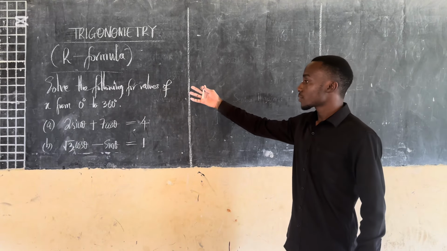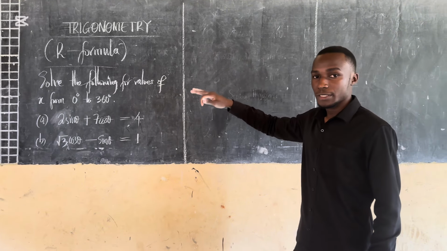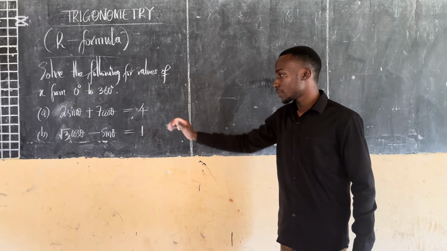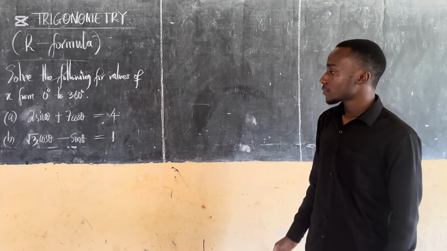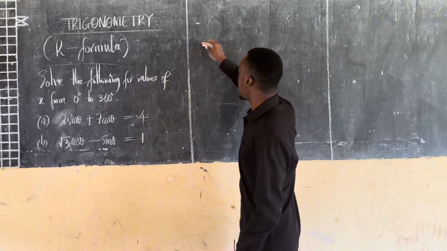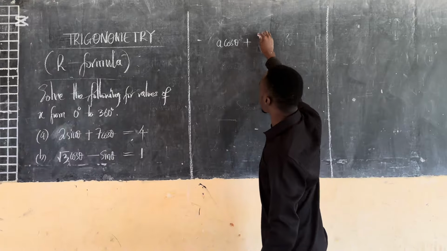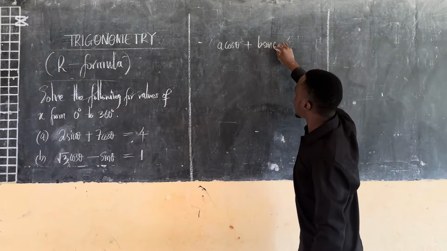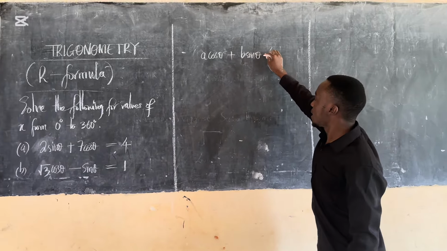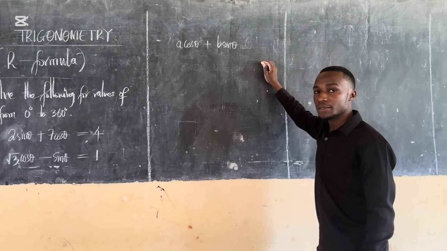So we're going to also look at the R formula under trigonometry by these two examples, part A and part B. Under our formula, we are solving problems in the form of A cos an angle plus B sine the same angle. And our target is to write this now in the form of one trig ratio.